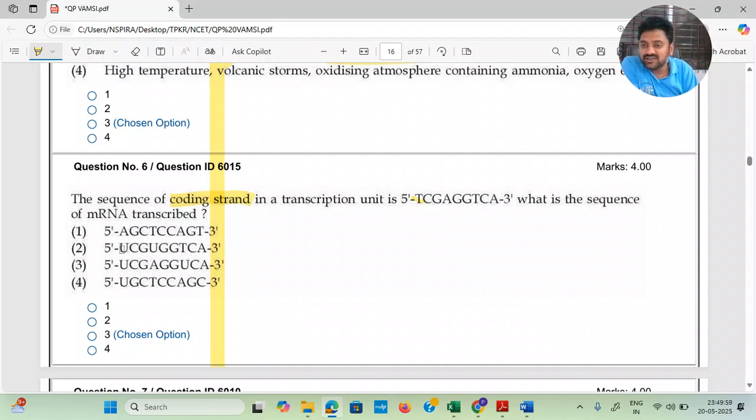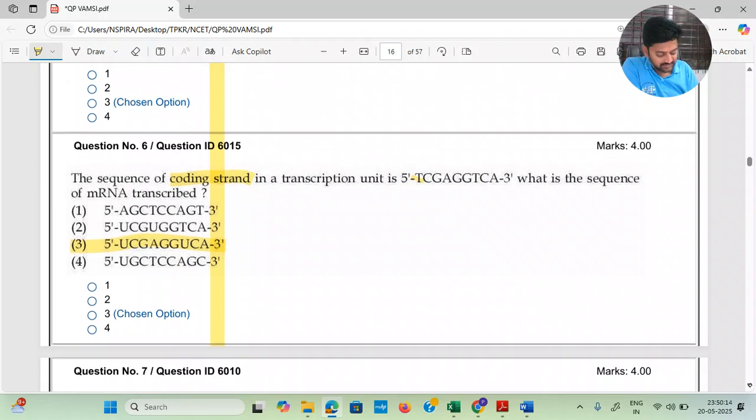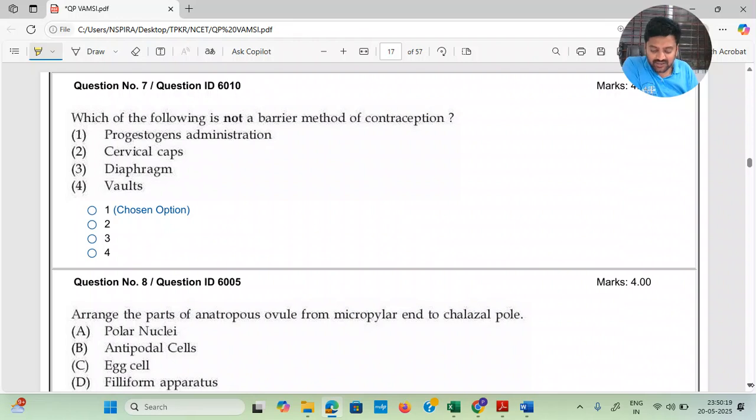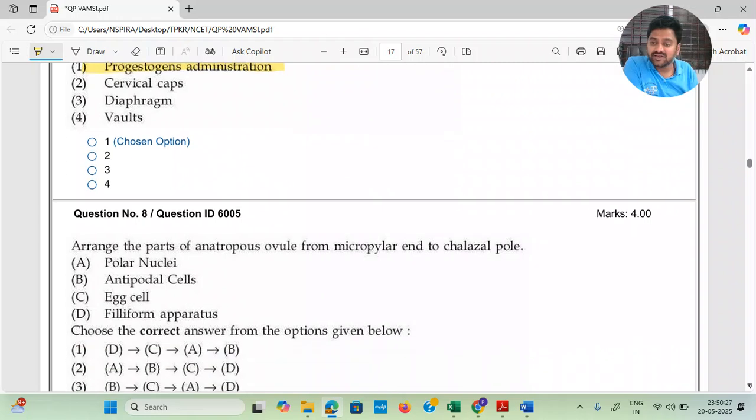So let me see 5' U, there are 3 options, and then CGAUU, I think. So the third one is suitable for this. Which of the following is not a barrier method of contraception? Obviously, you can clearly see the first one. Progesterone administration is not a barrier.